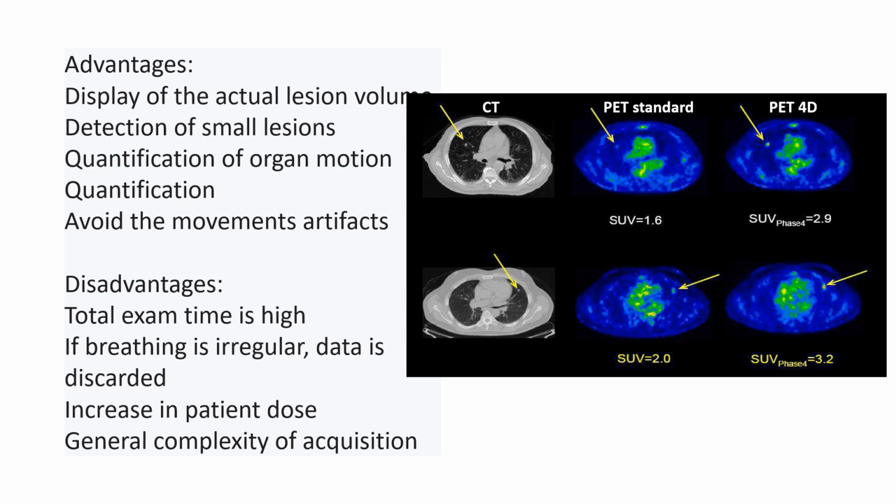In summary, the main advantages of a 4D acquisition are, first of all, the possibility to display the actual lesion volume and to follow the real movement of organs and lesions. The improvement in detection of small lesions, the quantification of organ motion, and the much more accurate measurement of the displacement of the small lesions, in particular when they are positioned in organs that move a lot during breathing. And finally, another advantage is to avoid, in general, all the movement artifacts.